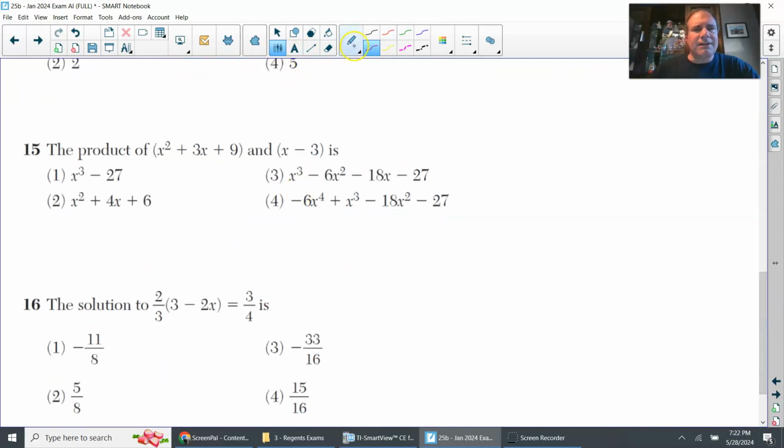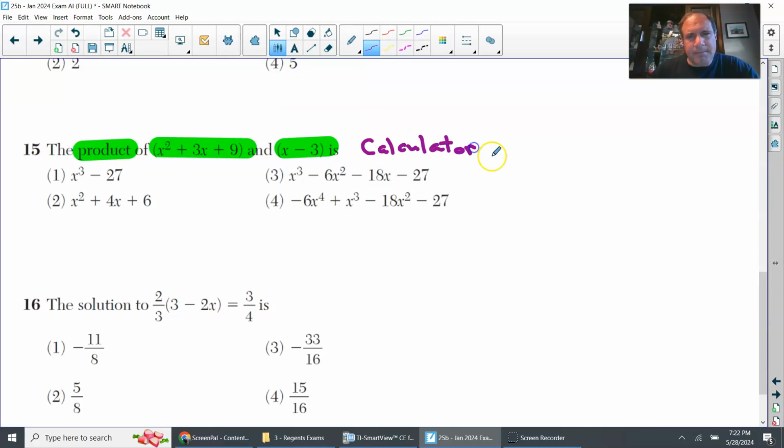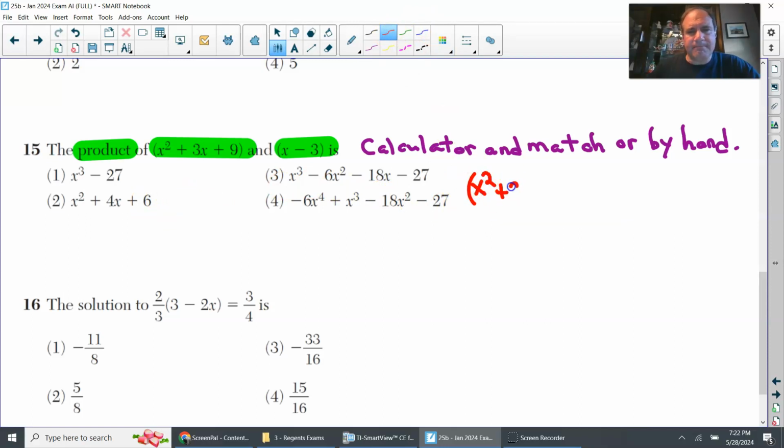So we're talking about product here. You could do this in the calculator if you would like, or you could do it by hand. So calculator and math. Or by hand. So I'm going to do it by hand right now because this is pretty easy. Remember, it's distributive property.